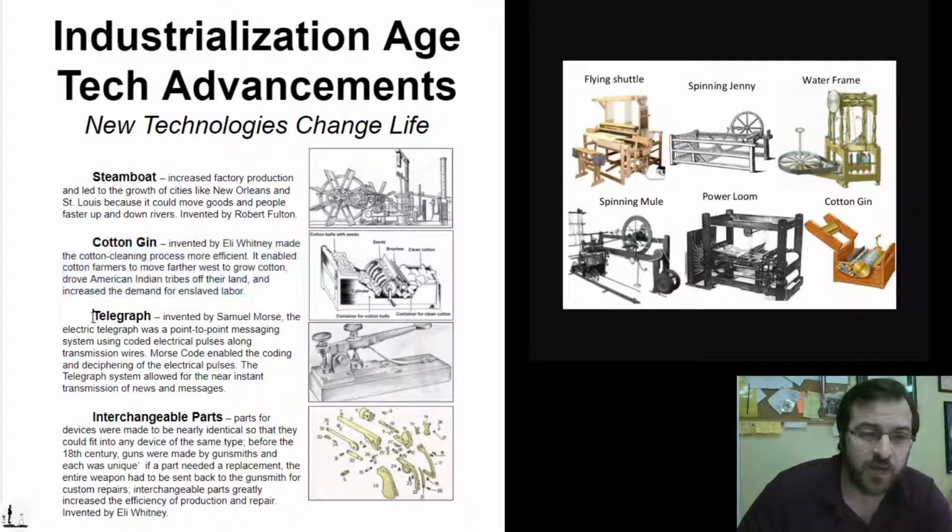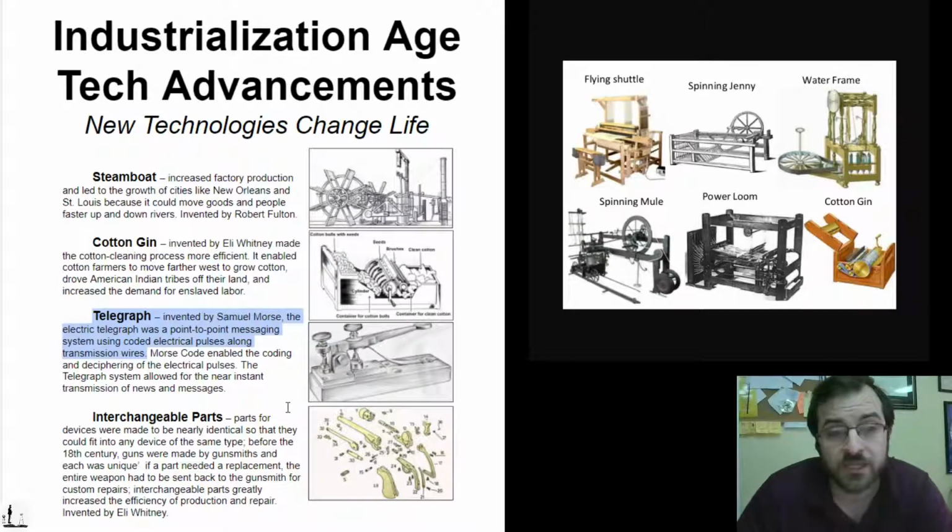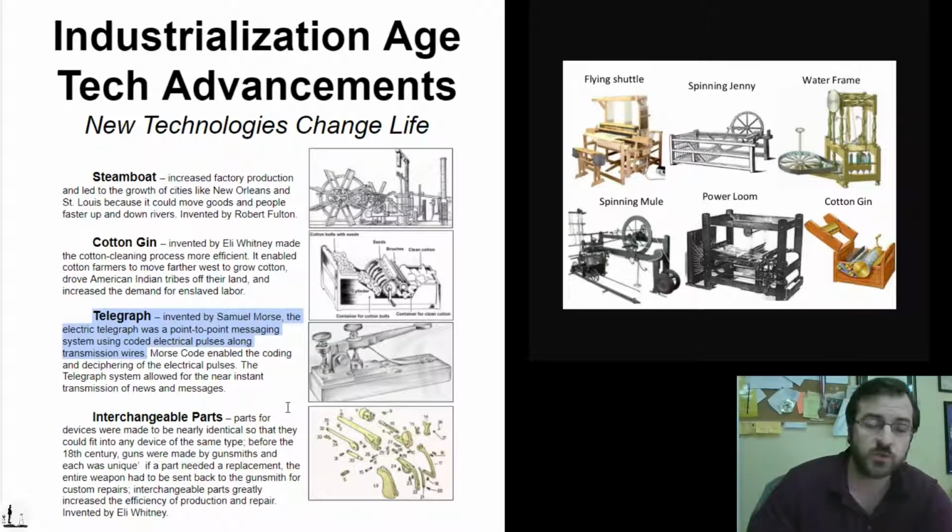The telegraph. The telegraph was invented by Samuel Morse, and the electric telegraph was a point-to-point messaging system that used coded electrical pulses along transmission wires. So, like, beep beep beep beep. You've seen those older movies. Morse code is that code. It is that beep beep beep. Each one of those beeps means a different letter of the alphabet.